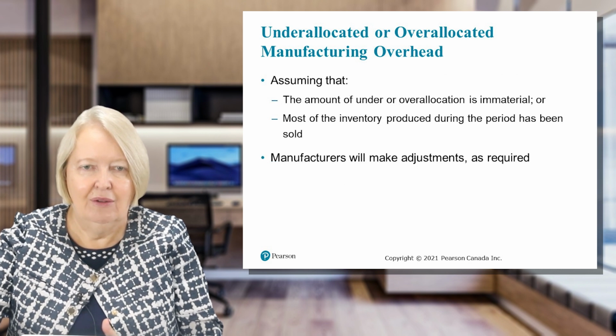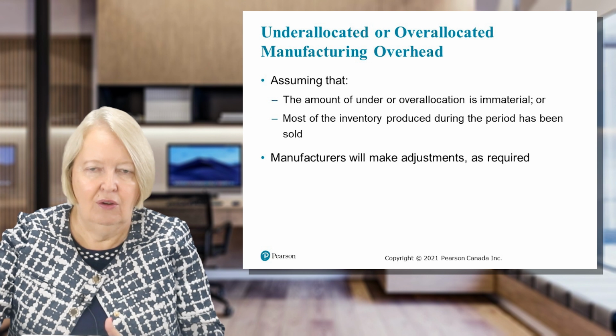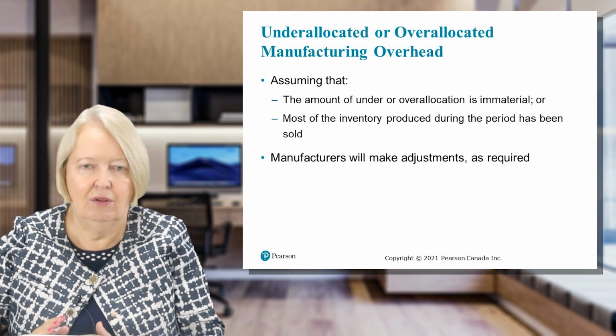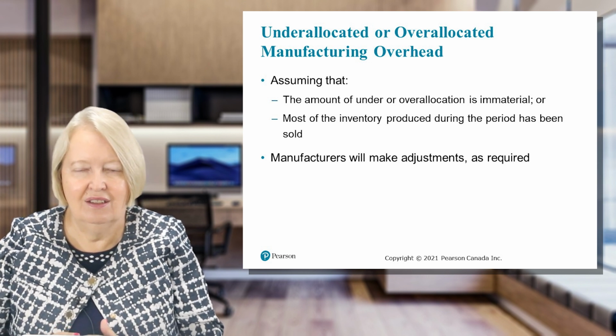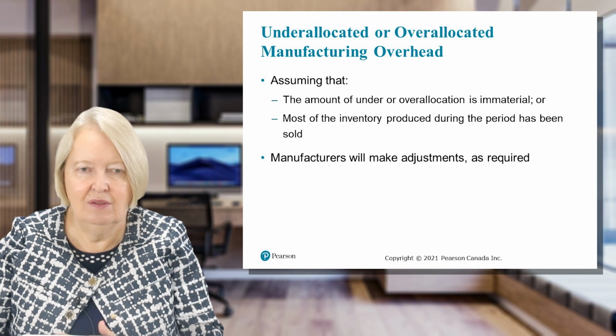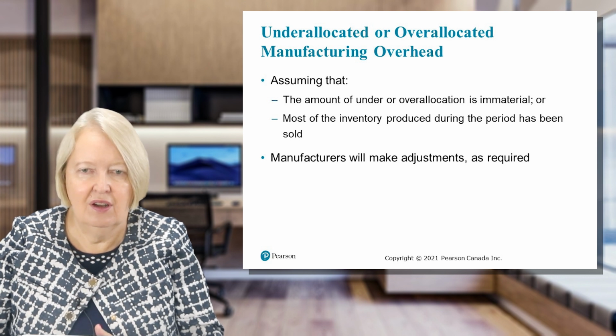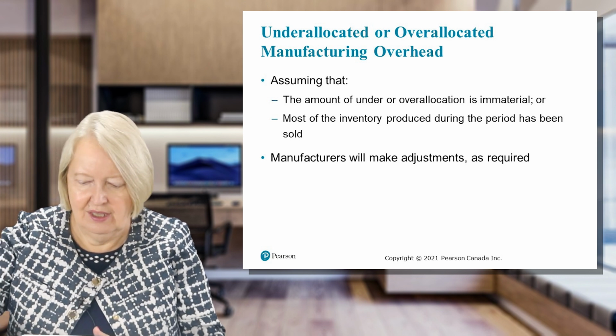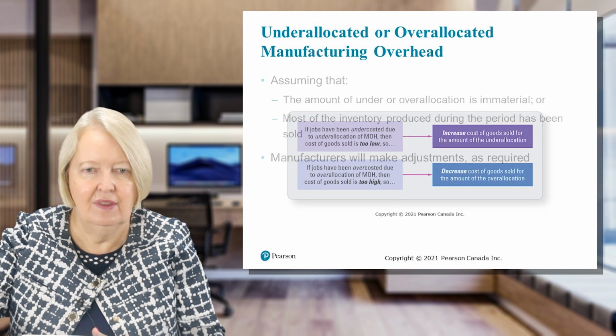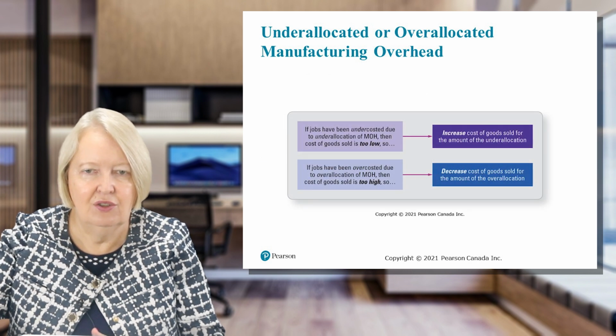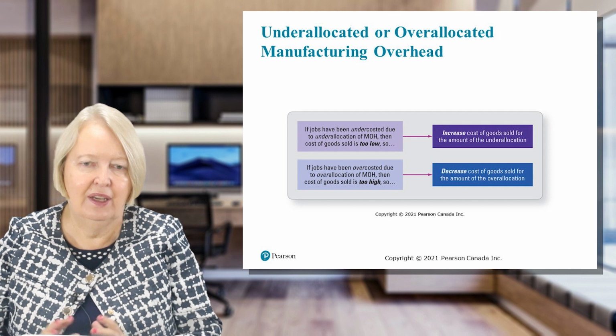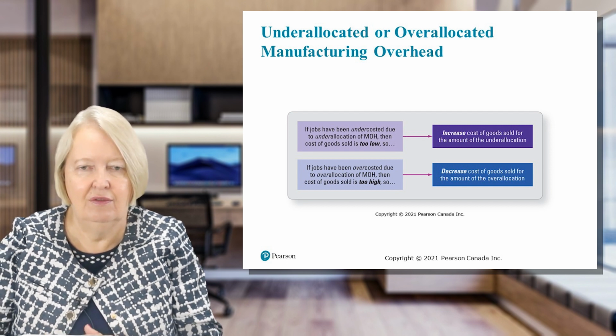So if the overhead or the under or over allocated amount is not really large, it might be considered immaterial. So you would just look at that as a period cost. But if it is material, then you might want to look at spreading it out over the 3 inventory amounts.